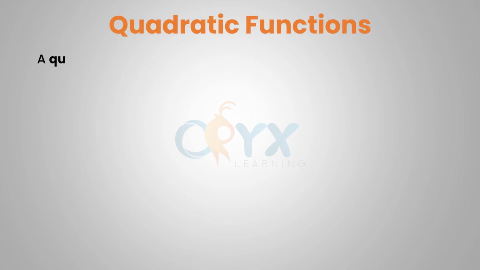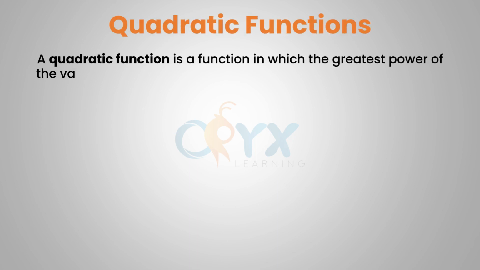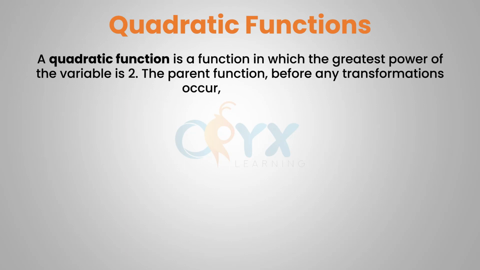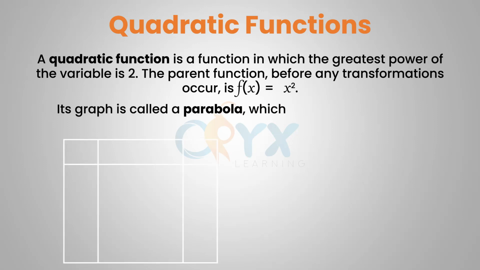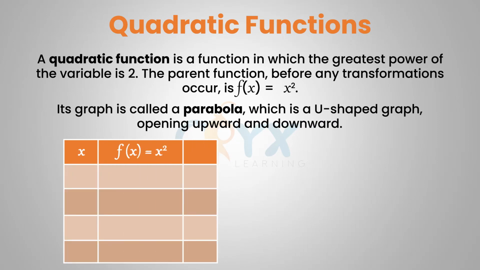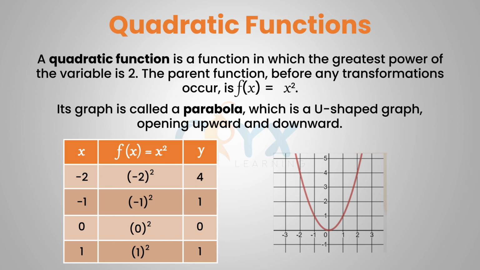So remember, a quadratic function is a function in which the greatest power of the variable is 2. The parent function before any transformations occur is f(x) = x². Its graph is called a parabola, which is a U-shaped graph opening upward and downward. We can see these functions in a table and in a graph, as shown below.